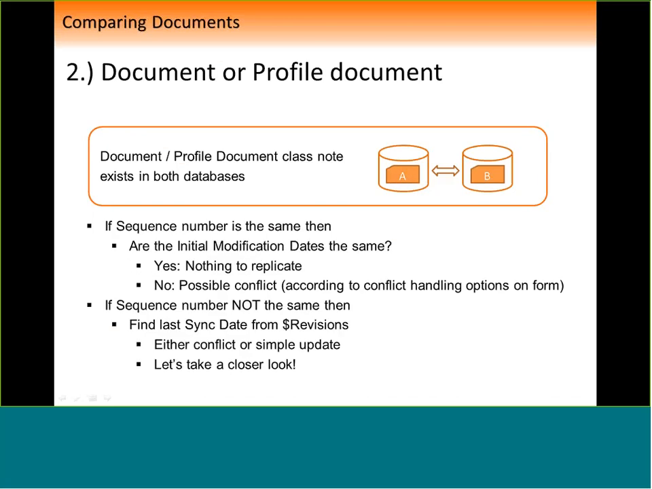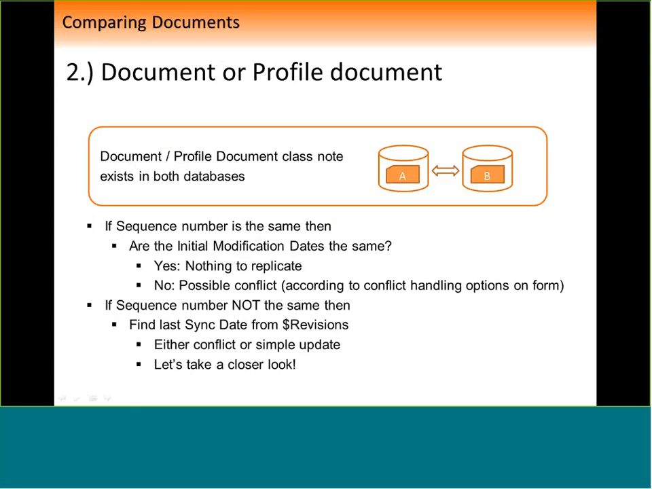Scenario number 2 is when we're talking about documents or profiles, and this is slightly more complex, well, thankfully, right, because we do not want to lose what we're working on. So what happens here when we are comparing two documents or two profile documents is the sequence number is the first thing that's going to be compared, and basically if it is the same, then we're going to look at whether the initial modification dates are the same. If they are the same, so both the modification dates for these documents and their sequence numbers are the same, then there's nothing to replicate.